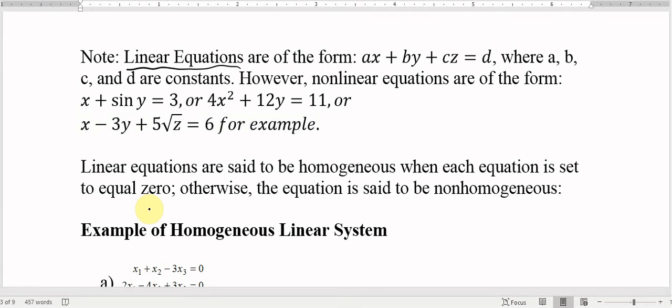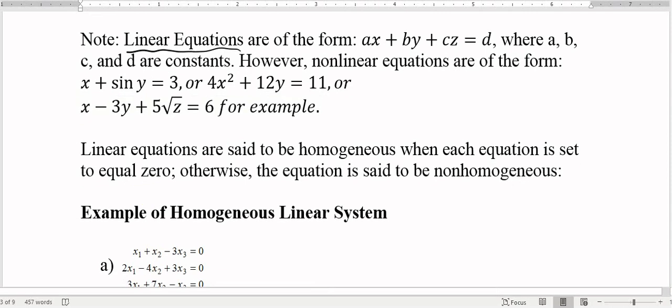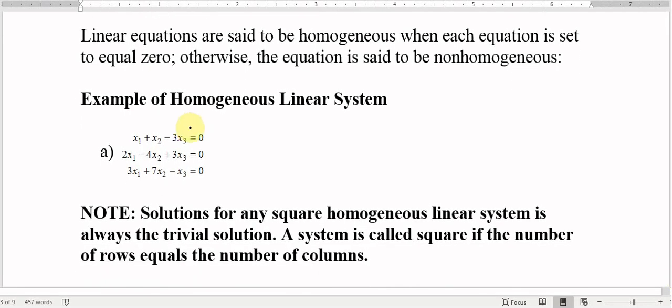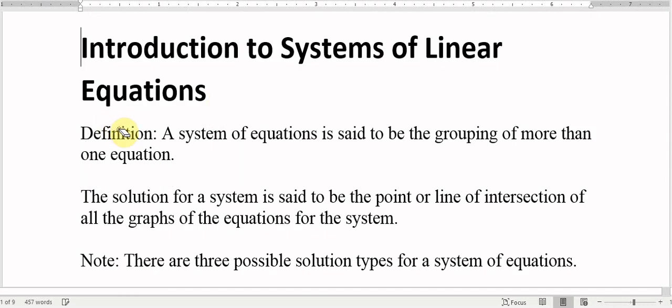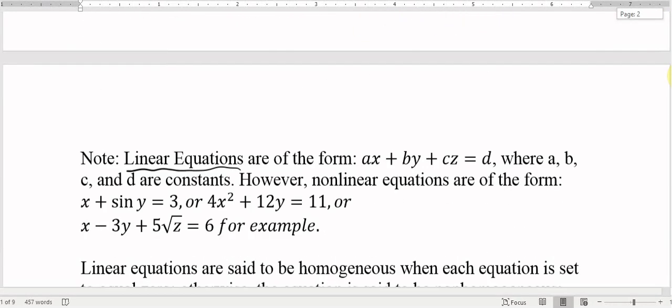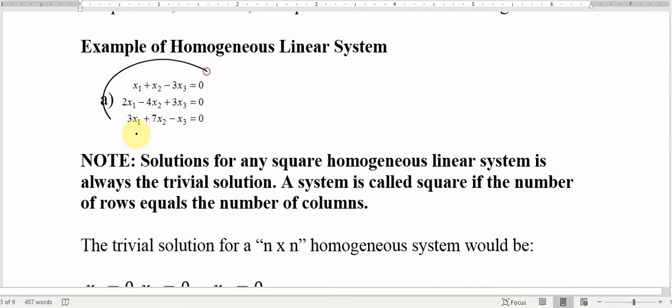Homogeneous equations are said to be equations that are equal to zero. In differential equations, we talk about two types of homogeneity. And even in this course, because differential equations are a subset of linear algebra, we will also talk about homogeneity in the sense of an inner product space. But for right now, a homogeneous system of equations is just said to be equations that are all set equal to zero. And you see here how this system, all of the equations are equal to zero.